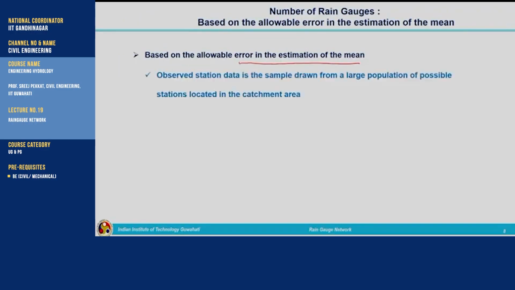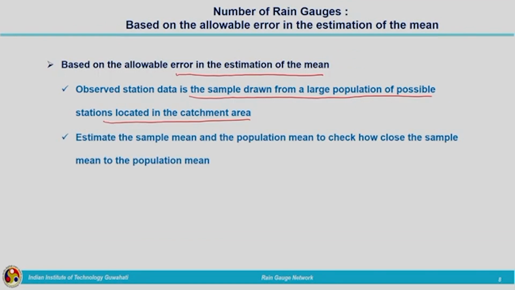So, here also, what are we doing? Observed station data is a sample drawn from a large population of possible stations located in the catchment area. We have a population, and from that we are considering sample data. After that, we will estimate the sample mean and also the population mean to check how close the sample mean is to the population mean. From the population data, we will be drawing out the sample. So, the sample mean will be calculated, the population mean will be calculated, and we will be comparing these two means.